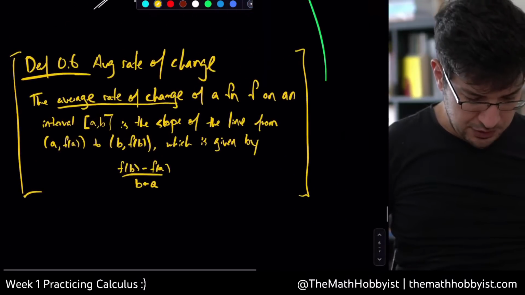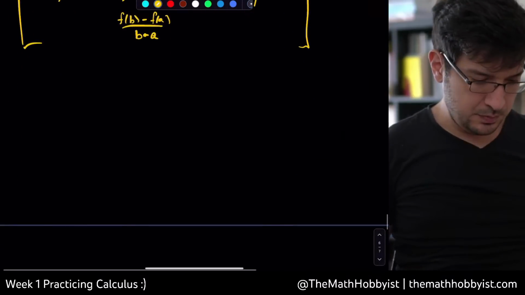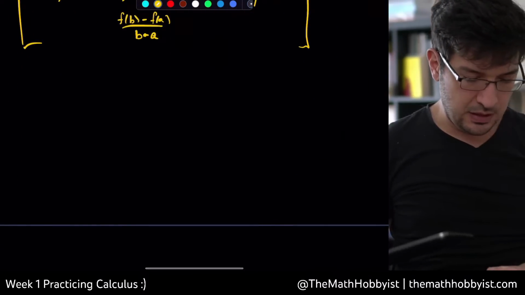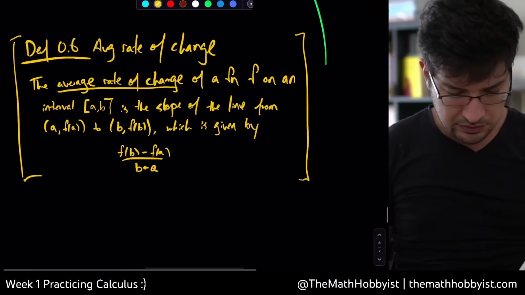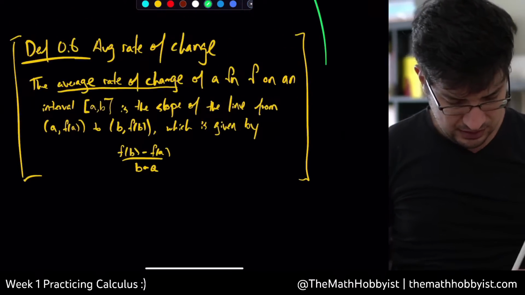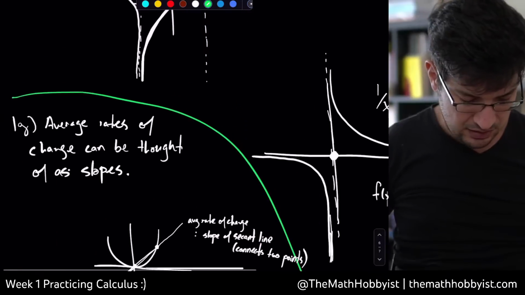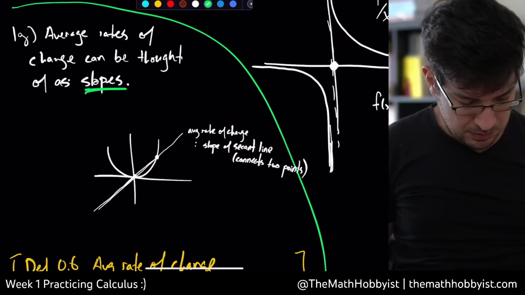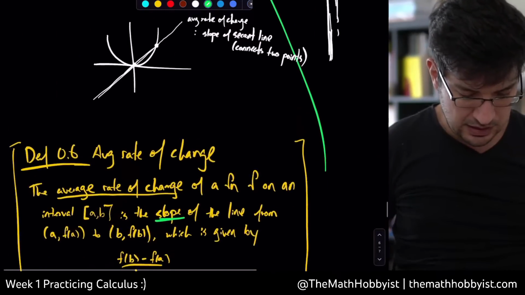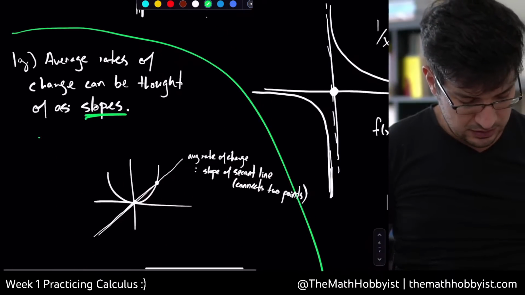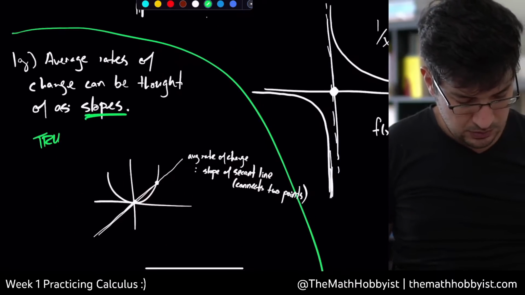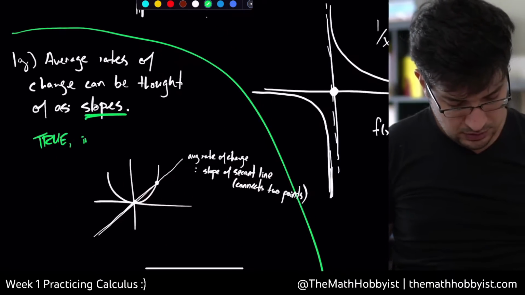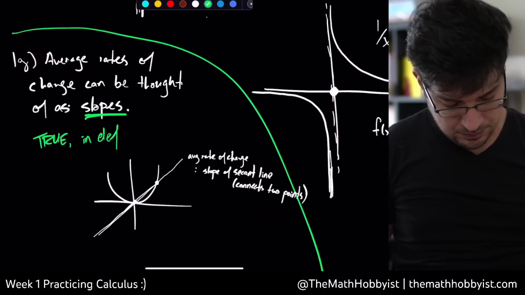Okay, average rate of change is that stuff. And, well, guess what? It is exactly in the definition. Average rates of change can be thought of as slopes. Yes, it's in your own definition. True. In definition.